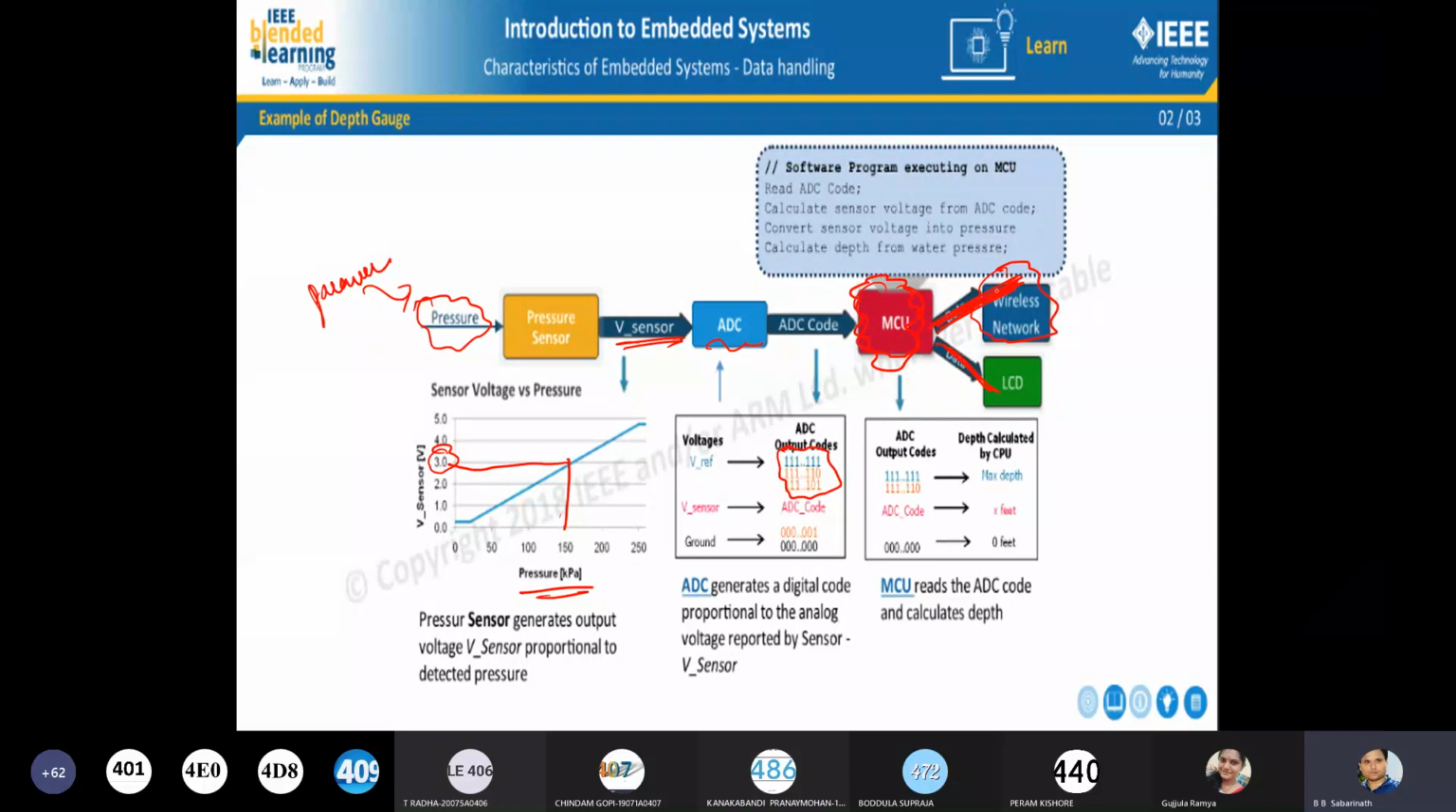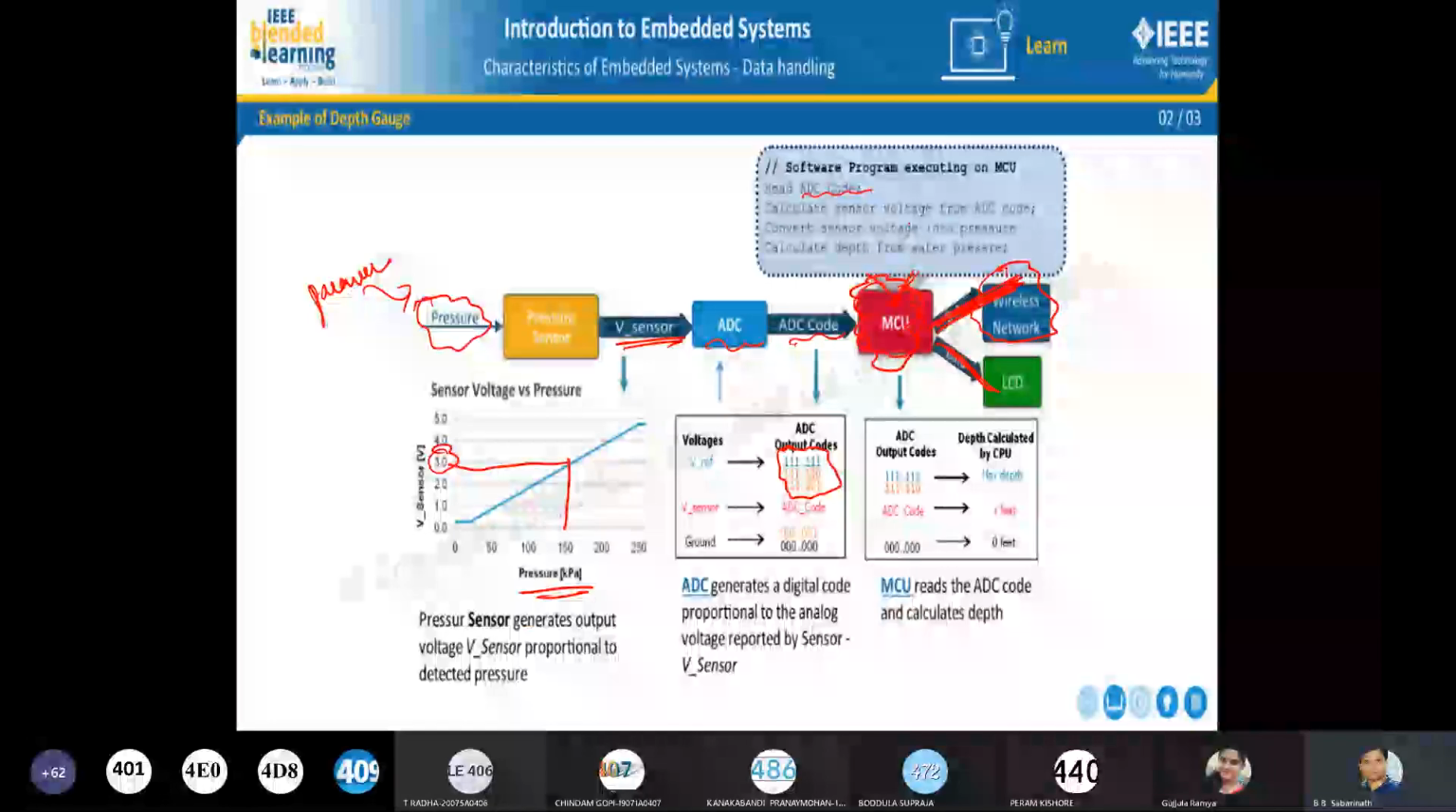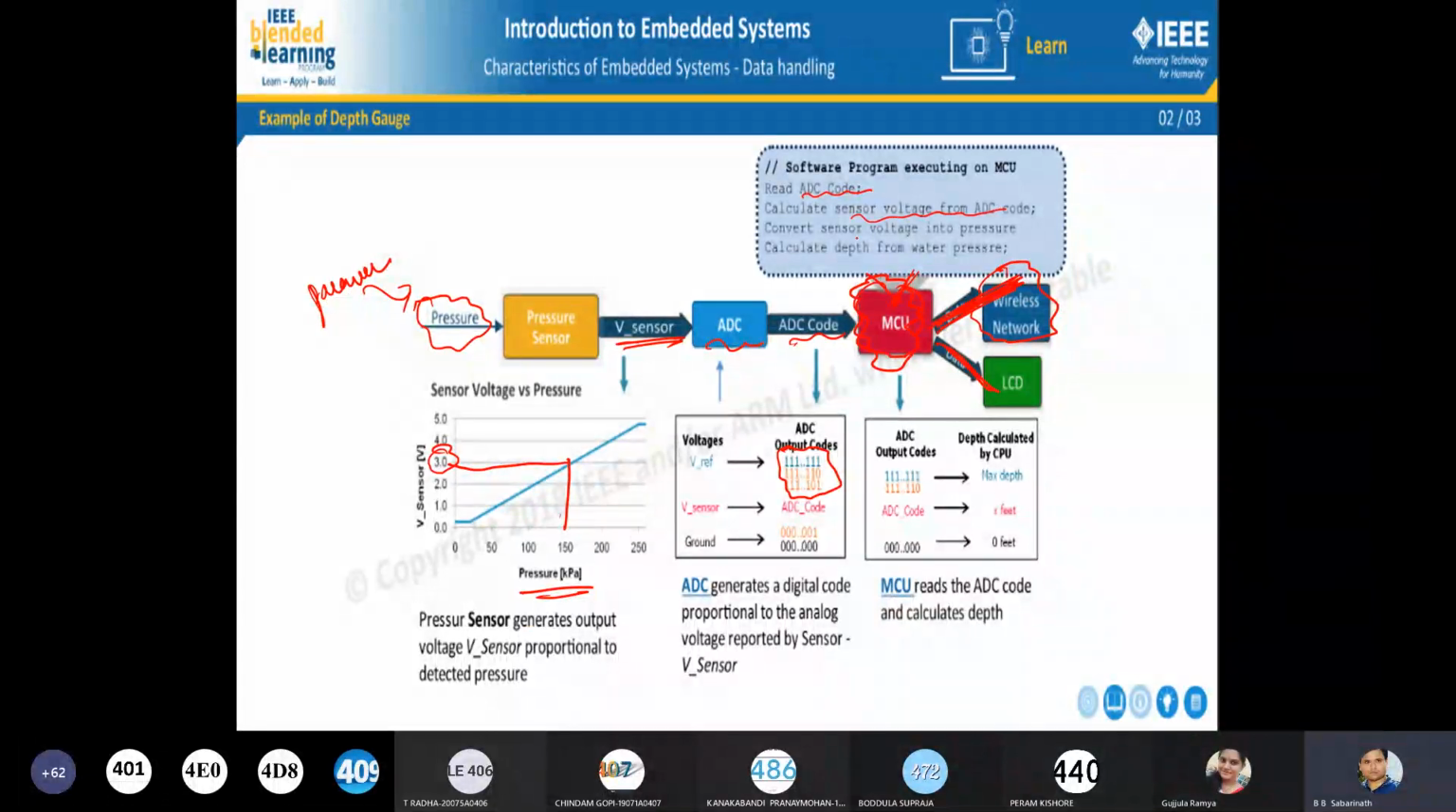Okay, this will communicate. So here, what this application does is read the ADC value. Okay, what this microcontroller is doing is, see here, it will read that ADC code, calculate the sensor voltage from the ADC code, convert the sensor voltage into pressure, and calculate the depth from the water pressure.